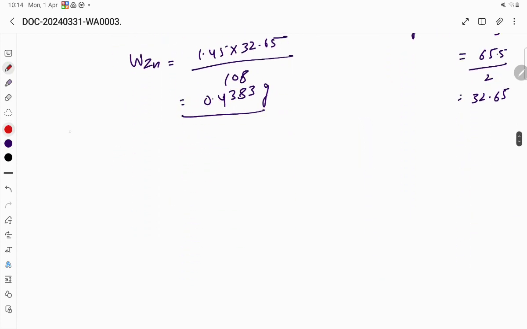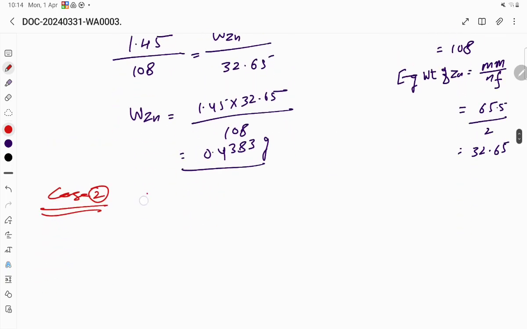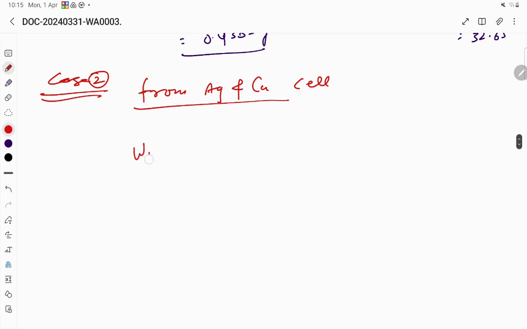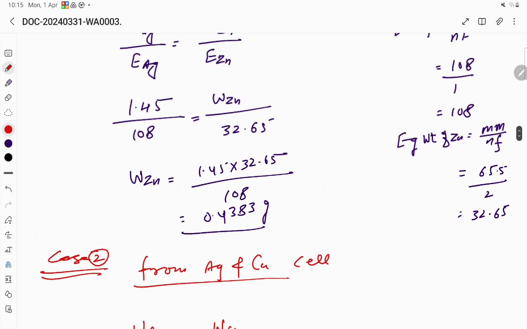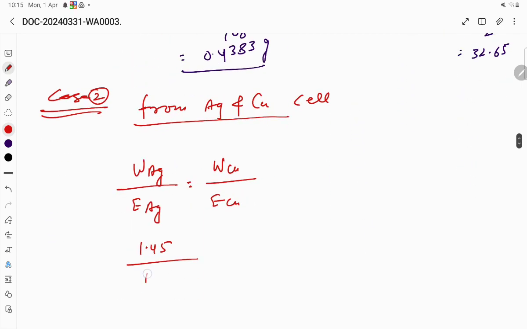Now the next case you see, student, case 2. If you talk about case 2, consider this one from the silver and copper electrode, this one copper cell. How can you do this? WAg upon equivalent weight of Ag equals WCu upon equivalent weight of Cu. WAg is already 1.45 gram. Equivalent weight of Ag we have done already, this is 108. WCu they are asking, student, and the equivalent weight of Cu.